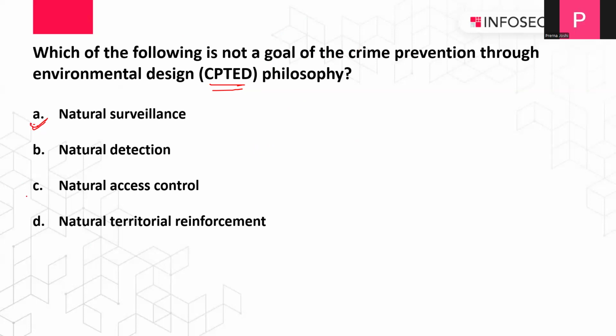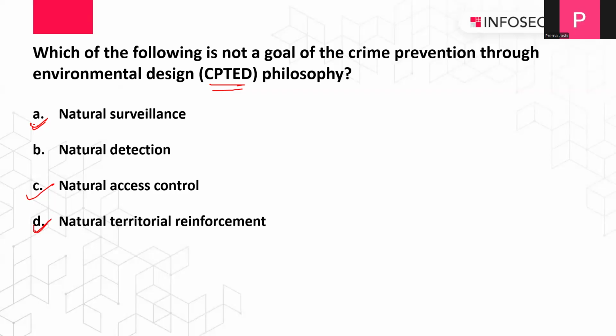Natural access control, like structuring the pathway, entrance, exit in such a way that it guides the people and limits access to the area, which helps in reducing the opportunity for crime. So obviously natural access control is also a part of it. Then we have natural territorial reinforcement, so using physical devices like fencing, landscaping to define ownership and make space look cared for, which discourages unauthorized access. So natural territorial reinforcement is also a part of it.